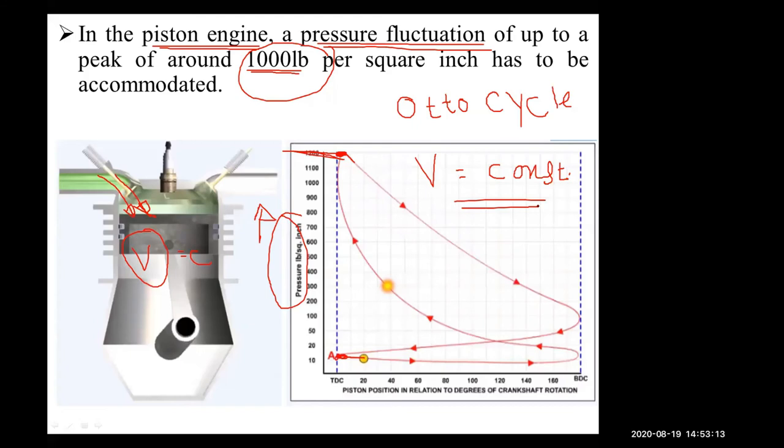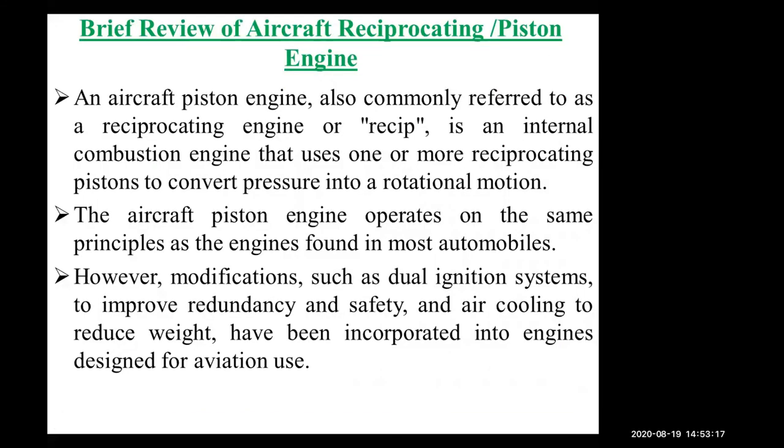So this is the basic difference between the two. So we will see the recip engine normally for today. We will see the aircraft recip engine, or piston engine, we can call it. Piston engine is also called reciprocating engine, because it reciprocates, as the name indicates.